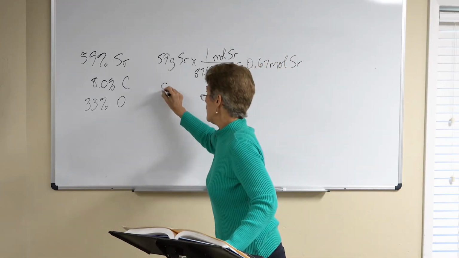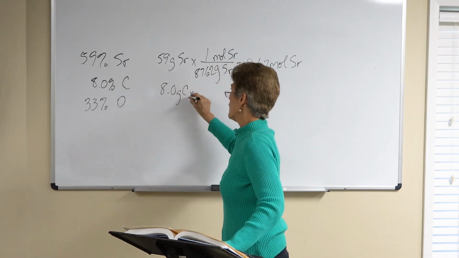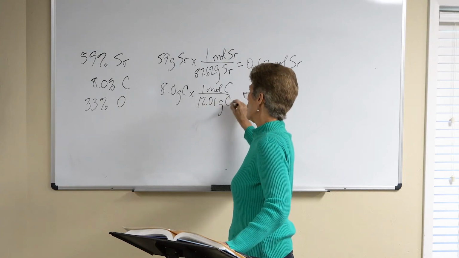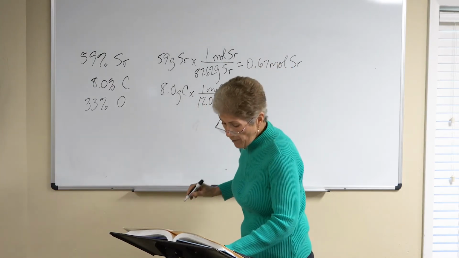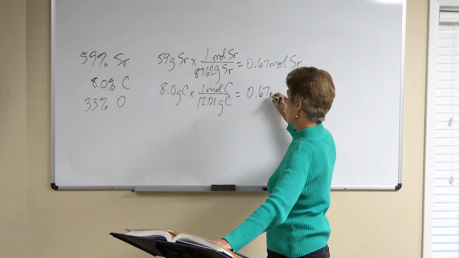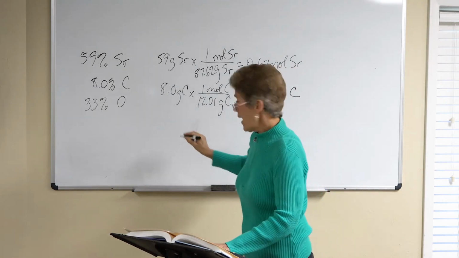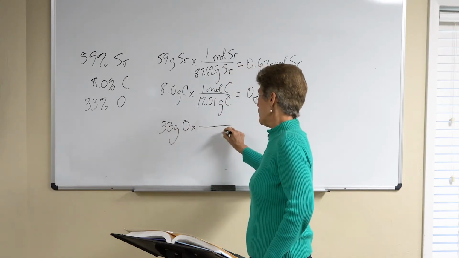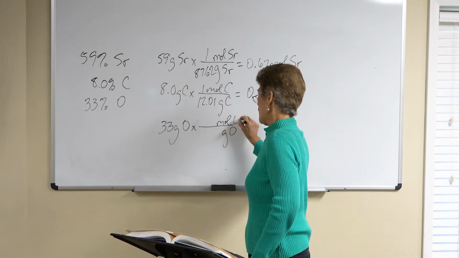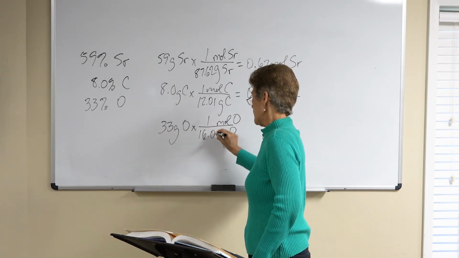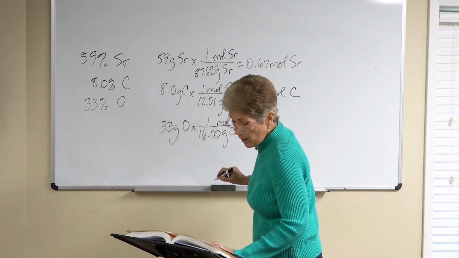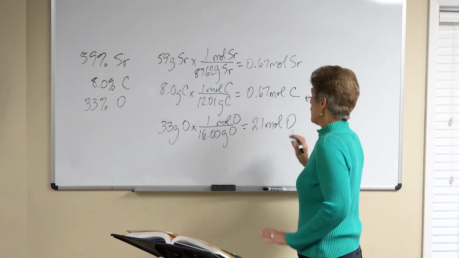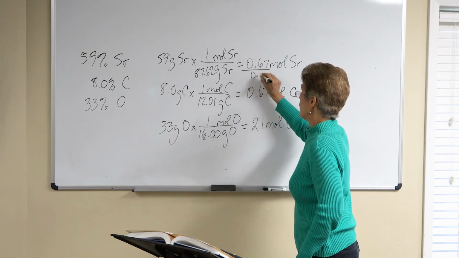Then we do carbon, 8.0 grams of carbon times line, 1 mole of carbon, 12.01 grams of carbon equals, and that also gives us 0.67 moles, but this time it's carbon. And then the oxygen, 33 grams of oxygen times line, grams of oxygen, moles of oxygen, 1 mole, 16.00 grams of oxygen. That gives us 2.1 moles of oxygen. Okay, now we have to divide through by the smallest number.